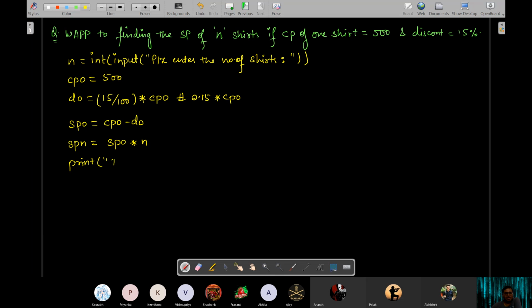अभी कॉपी मत करो, बस समझो. वैसे बहुत सिंपल है, समझने की भी ज्यादा जरूरत नहीं है, but still the selling price SP of n shirts is equals to, in the very basic form, SPN.